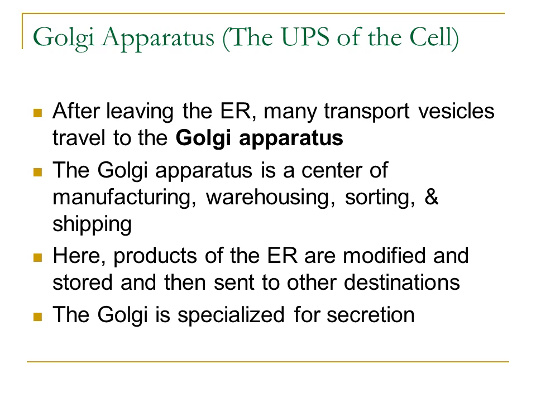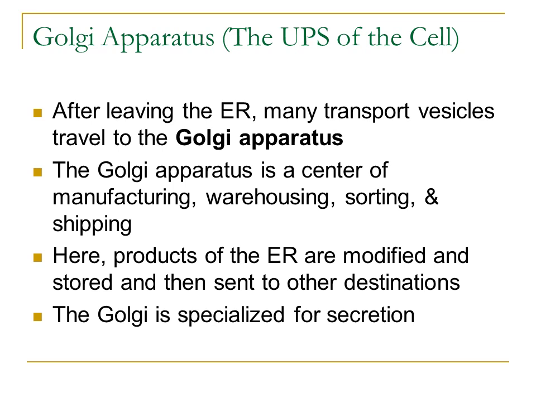Well, let's read this first bullet. It says, after leaving the ER, many transport vesicles travel to the Golgi apparatus. And here it says the Golgi apparatus is a center of manufacturing, warehousing, sorting, and shipping. So basically, different materials are going to come into this Golgi apparatus that our body has either taken in or produced, and the Golgi apparatus is going to package it in such a way that it can then ship it off so that it can be used by other parts of the body, or it can be used within other parts of the cell. So here, products of the ER are modified and stored and then sent to other destinations.